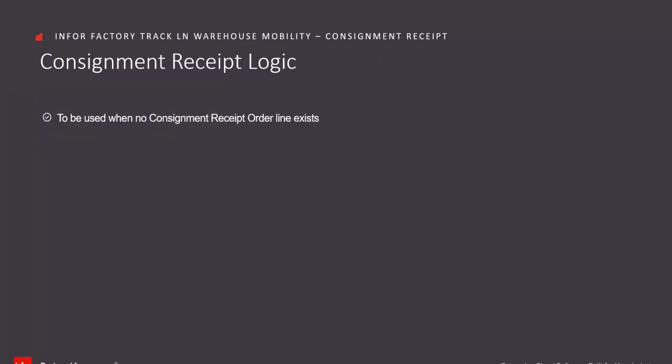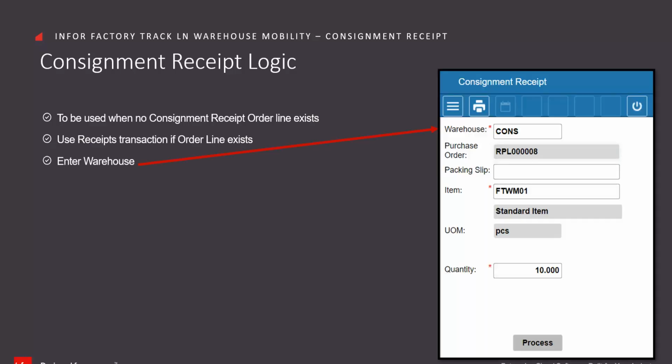Then in Factory Track, we will use a consignment receipt where no consignment receipt order line exists. If one does exist, then we would use the standard receiving transaction instead.